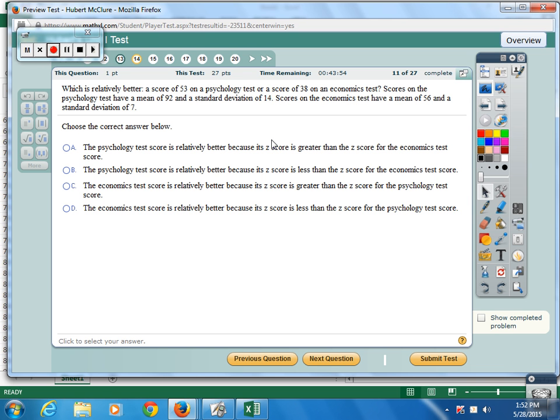All right, this is a good question. Which is relatively better? This is almost like Lyndon B. Johnson. So go ahead and try it. It says, which is relatively better? A score of 53 on a psychology test, or a score of 38, excuse me. Scores on the psychology test have a mean and standard deviation, and economics too.